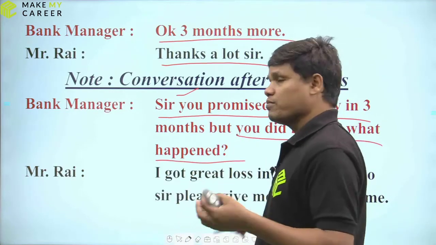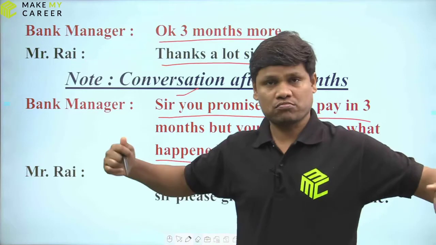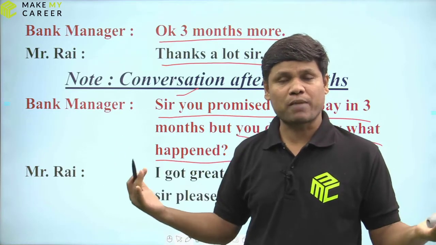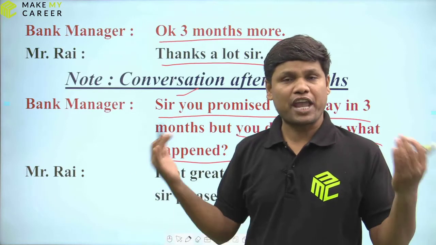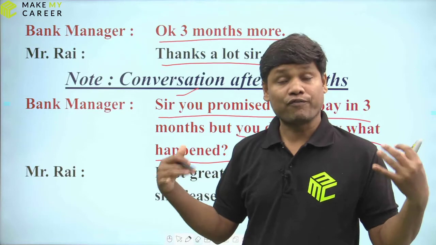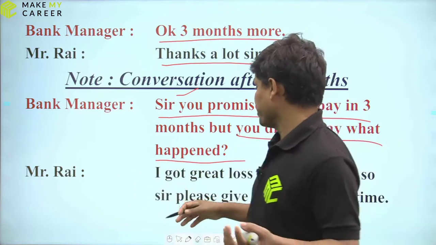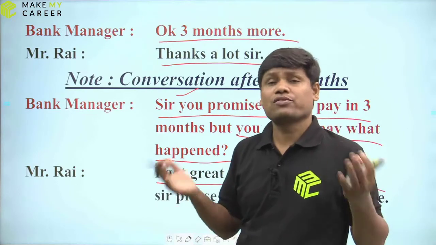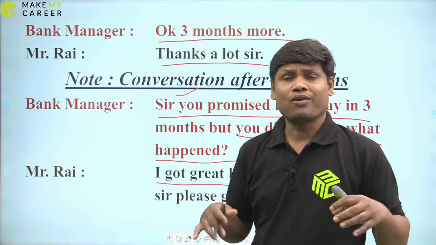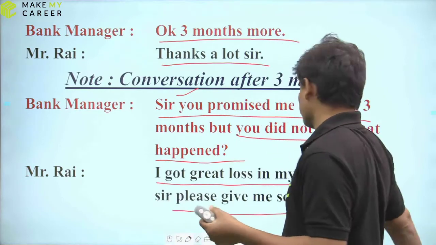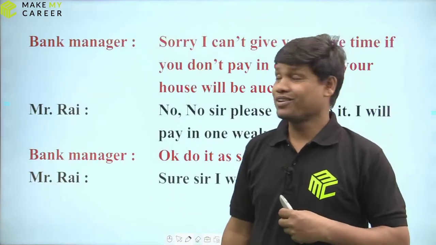What happened? Now the bank manager's attitude is a bit tough. What happened, sir? You promised me to pay after 6 months, and then you did not pay. Again, you promised me after 3 months. Now 9 months are gone. So tell me, will you pay it or not? Now he has become tight. I got great loss in my business. Then I made another excuse. Sir, I'm sorry, sir. I got great loss in my business, sir. That's why, sir, please give me some more time. Give me a little more time.